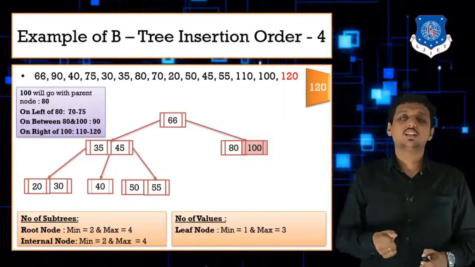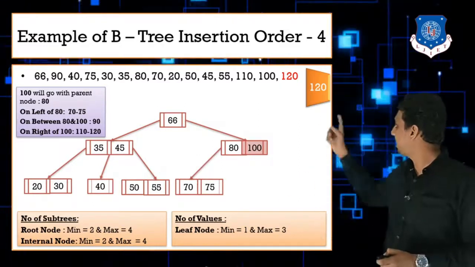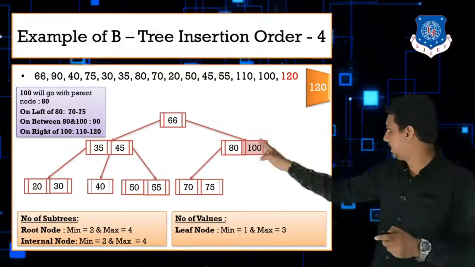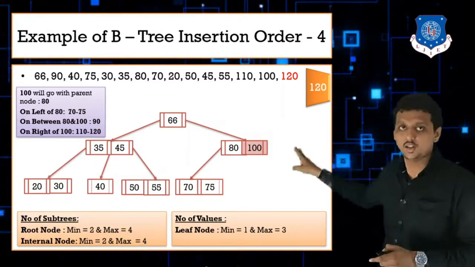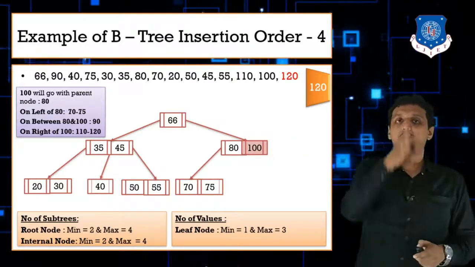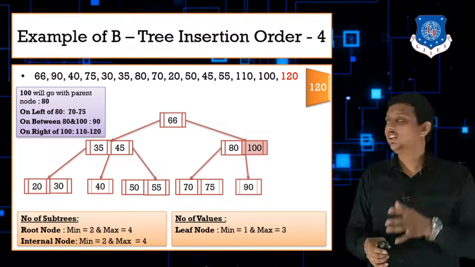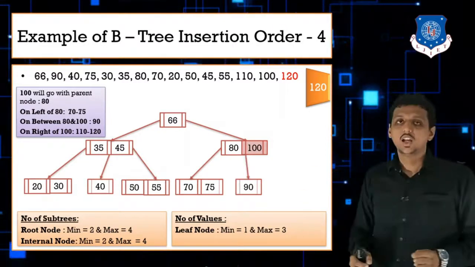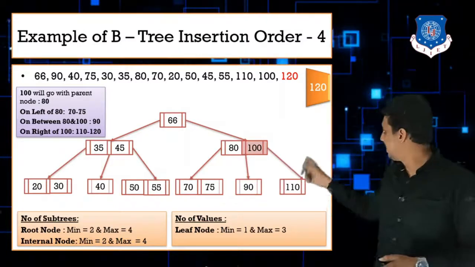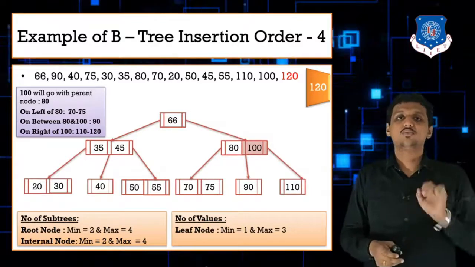So the values that are smaller than 80 must be on the left side of the 80. So 70 and 75 on the left side of the 80. The values which are greater than 80 but less than 100 must be in between of 80 and 100. So the 90 is in between of 80 and 100. And what about the 120 and 110? So students, here it is, the 110 must be on the right side of 100. Fine. So now just 120.